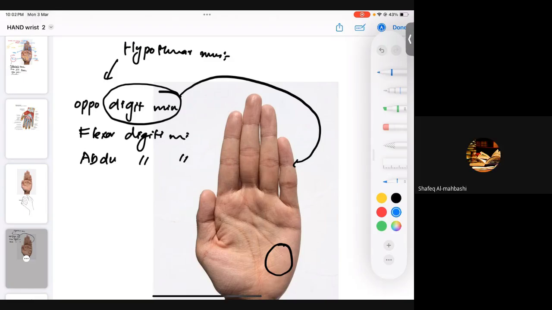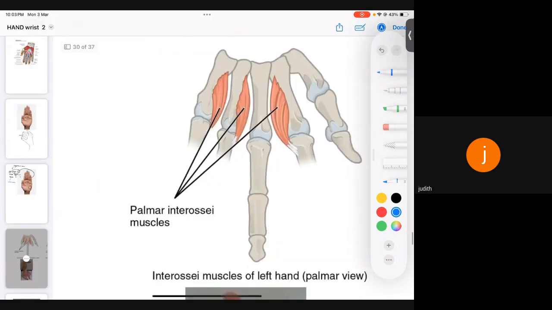So what's the function of these individual hypothenar muscles? Opponens digiti minimi undergoes the opposition movement of your small finger. Flexor digiti minimi undergoes flexion of your small finger, and abductor digiti minimi undergoes abduction of your small finger. Is that clear? What's the nervous supply? We already know it's the ulnar nerve, right? Can you guys just hear me? Yes, it's clear. Okay, perfect.